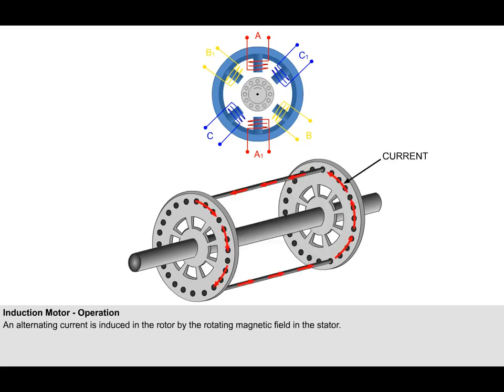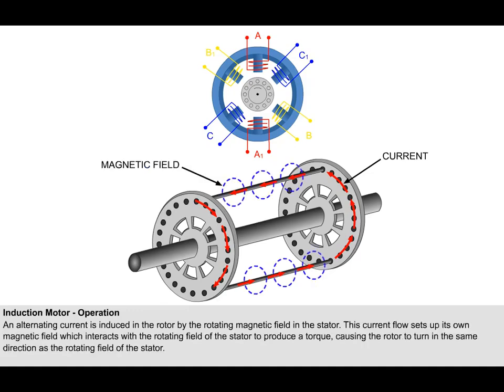The rotating magnetic field produced in the stator cuts through the bars of the rotor, which along with the end rings form a closed circuit of low resistance. The resultant induced voltage creates a relatively large current flow in the squirrel cage assembly, as shown in this simplified diagram. This current flow sets up its own magnetic field, which interacts with the rotating field of the stator to produce a torque, causing the rotor to turn in the same direction as the rotating field of the stator.